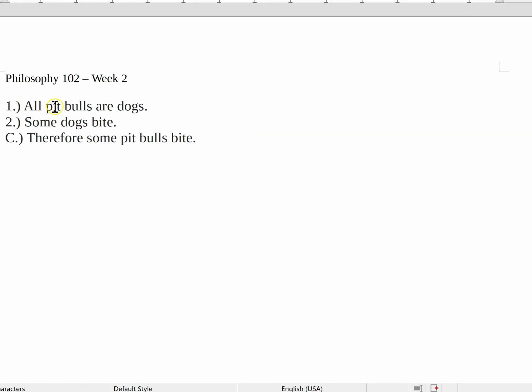If we know that all pit bulls are dogs, which we do know, and we know that some dogs bite, which we do know, it's a fact of life, can we reliably come to this conclusion that therefore some pit bulls bite? Take a moment with this. You can write it down if you want to. Commit yourself with a yes or a no. Is this a good argument or not? What do we think of it?